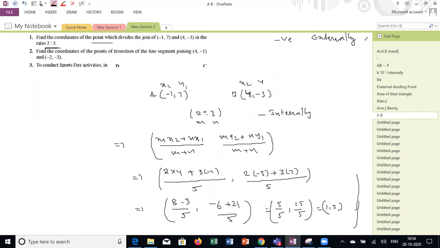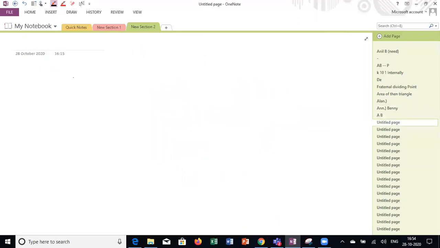Next question. Whenever you are getting the trisection, it means there are points which divide the line into a 2:1 ratio. Trisection points divide the line into 3 equal parts. Suppose AB is 21 centimeters. I need the points P and Q, which divide it into 7, 7, 7.